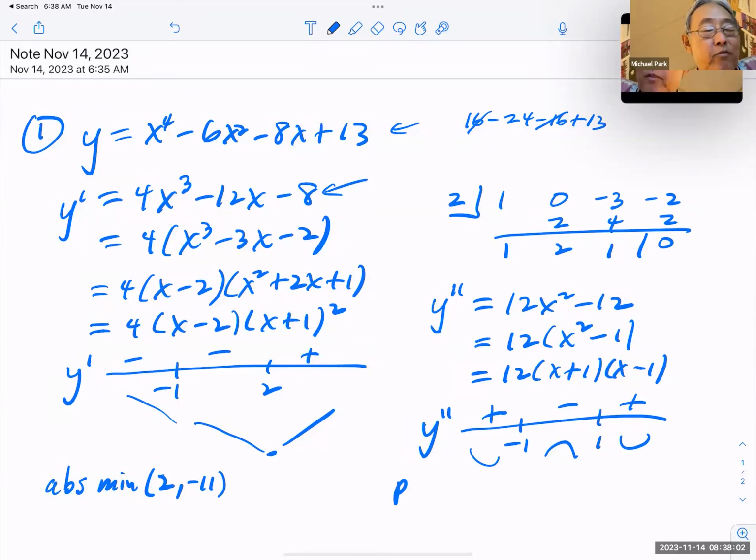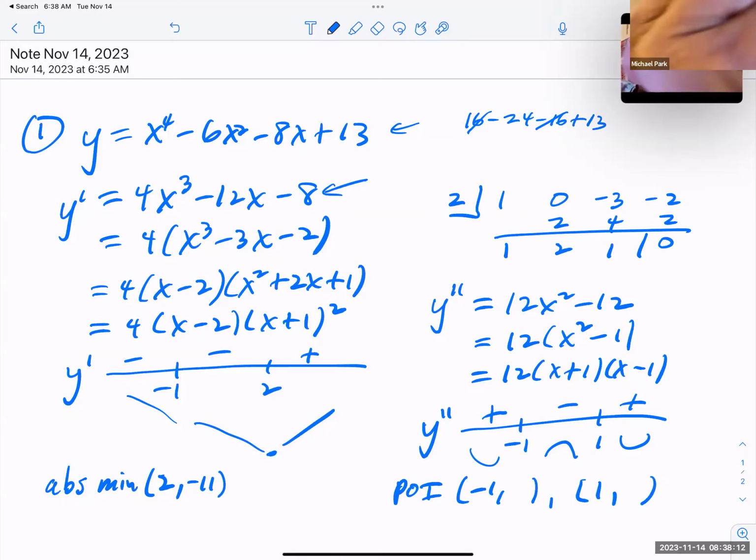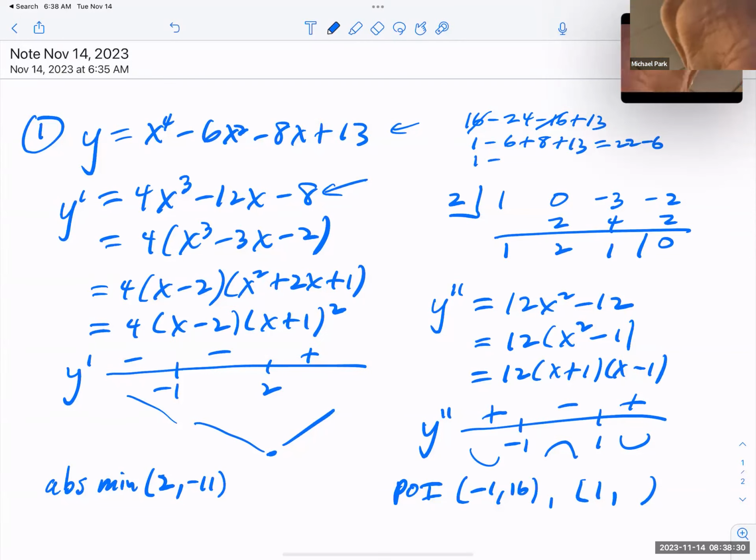And then you also have 2 points of inflection, -1 something and 1 something. And we need to plug it back into the original. So if I plug in -1, you get 1 minus 6 plus 8 plus 13. So that would be 22 minus 6, which is 16. And if you plug in 1, you get 1 minus 6 minus 8 plus 13, which is 14 minus 14. That's 0.